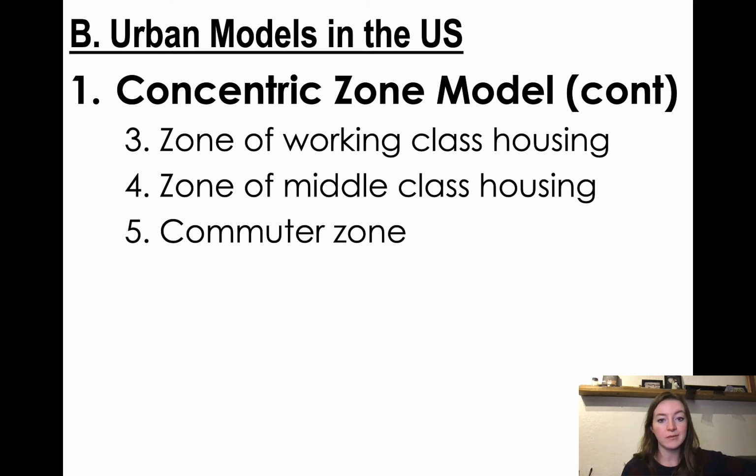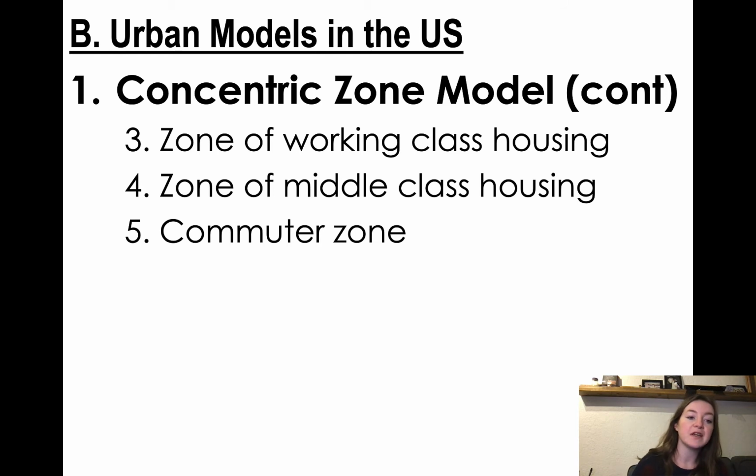Zone 4 is going to be the zone of middle class housing. And this is people often who are working in the CBD. They're making a bit more money. They have a little bit more space. We'll see that when we look at the model. We're getting out of occasional single family homes, but mostly apartments and duplexes and things, into mostly, with this middle class housing, mostly single family homes.